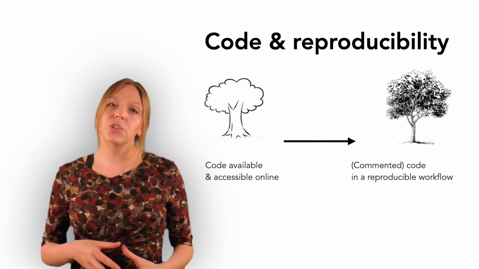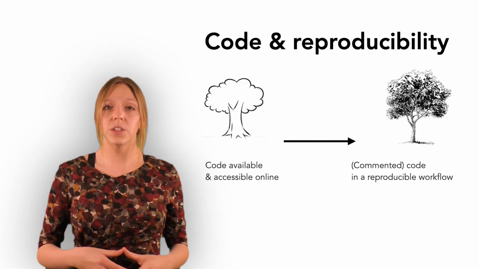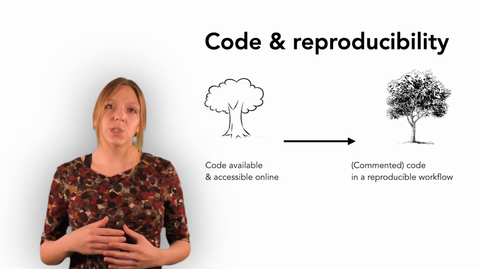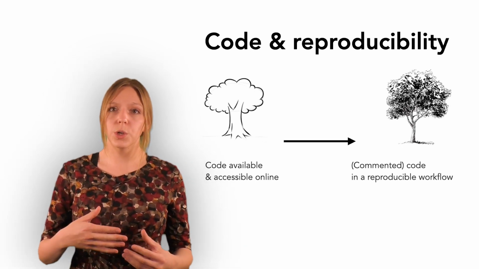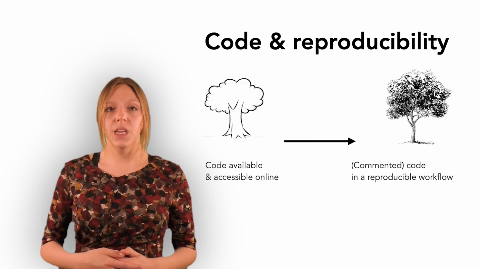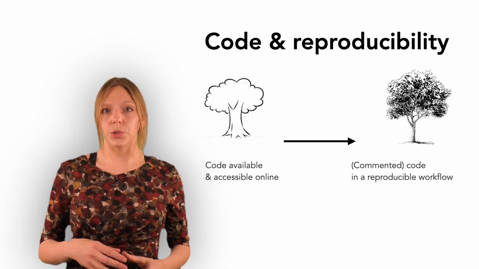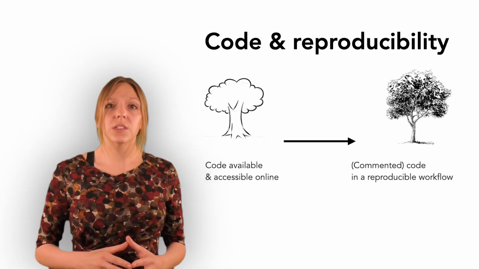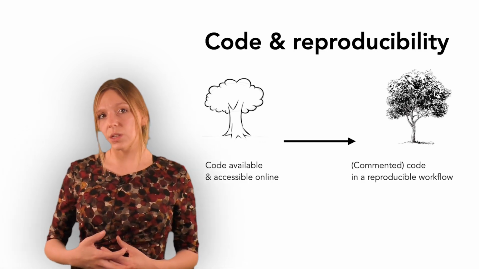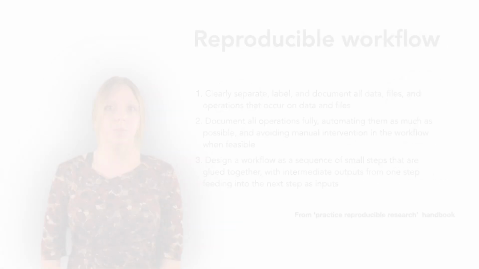It's one thing to make sure that your code is open and accessible online, but part of making your research reproducible is to code in a way that keeps that in mind. There are ways to make your code easier for others to understand and reuse so that they can build on it, and that's what we will get into now.